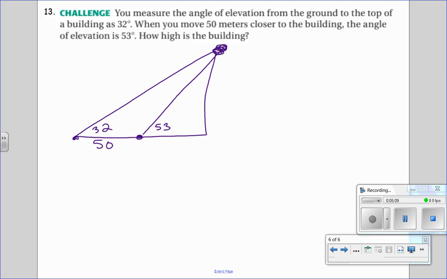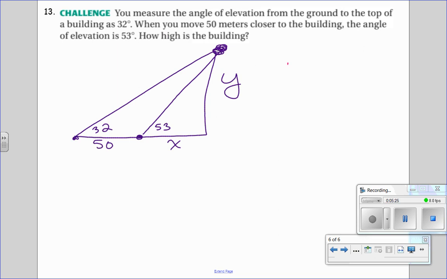So I called the height of the building y, and I called this x. You're going to have to find them both. So it is a system of equations. There's two unknown variables, and we're going to use two equations to help us solve it. What's tangent to both? Let's set up tangent 32 first of all.